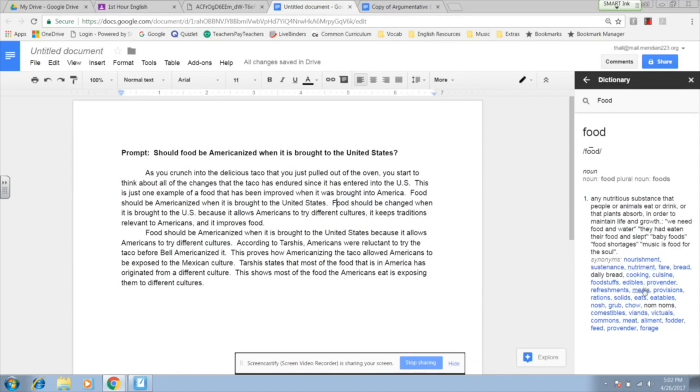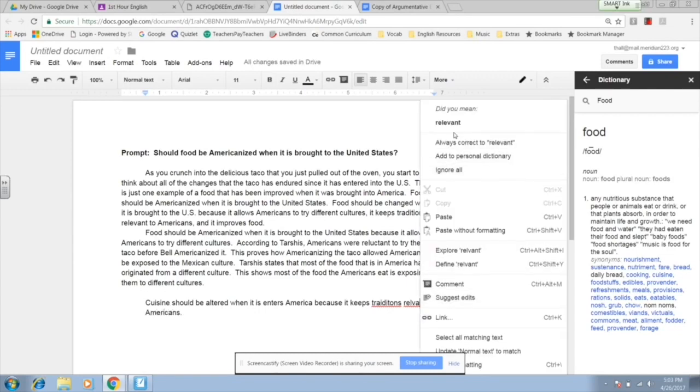And when you look at these synonyms, sometimes there isn't a lot of good synonyms for food. Like I don't agree with any of these, but I know when I really think about it, the food, I could also call it cuisine. And changed. I use changed a lot. I'm going to put altered. When it enters America because it keeps traditions relevant to Americans.